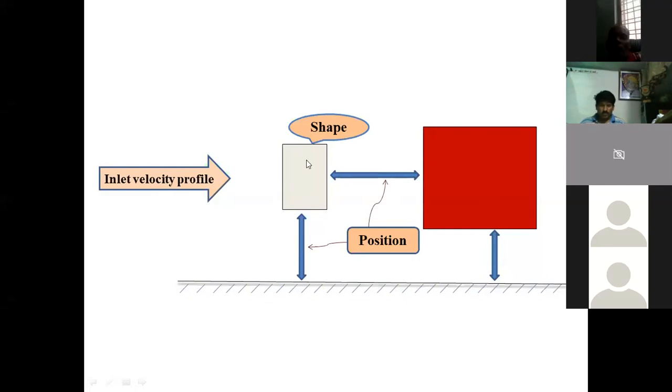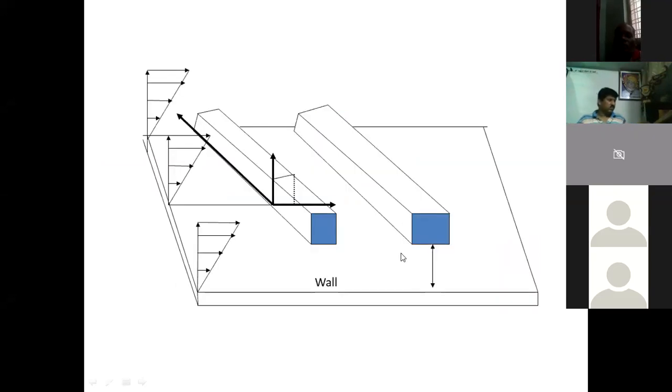It may be a rectangle, square, or circular shape. It may have a different shape. So what is the effect due to this upstream body and its position, and because of the different inlet velocity profile, what is the flow structure around this main object, and what is the effect on the forces acting on this main object? Here, I will show one simple example.